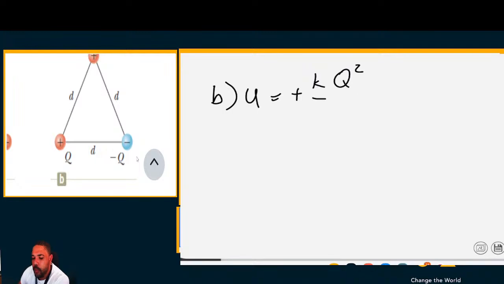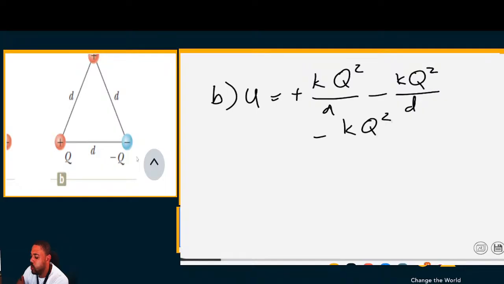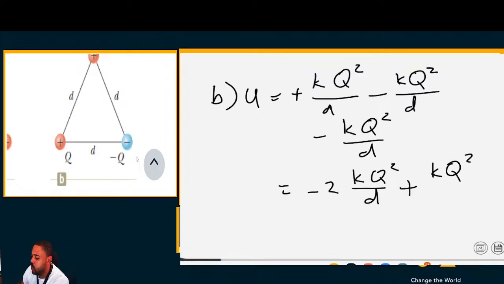kq squared, the distance between them is d. The next one is negative kq squared over d, the exact same thing. It's only now the sign will change, and then the 2 at the bottom will also be negative kq squared over d. So for B, the setup answer is 2kq squared over d plus kq squared over d.